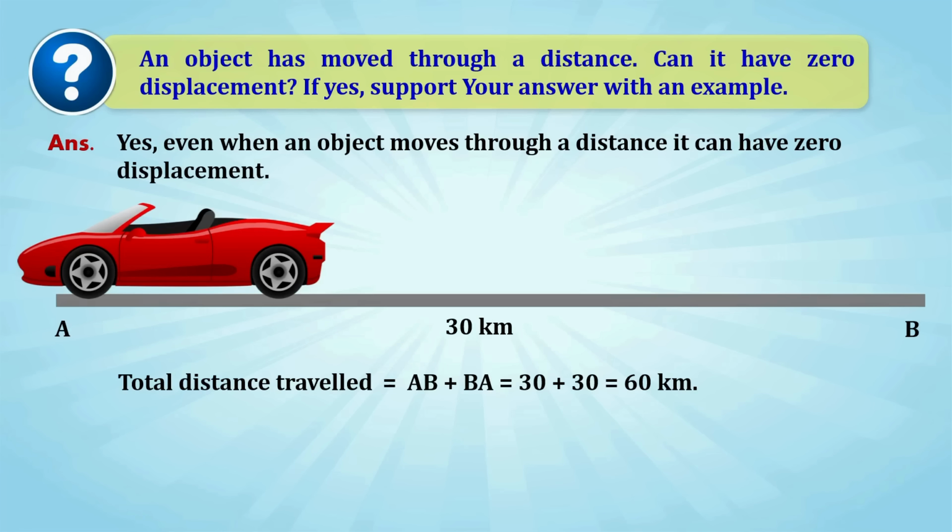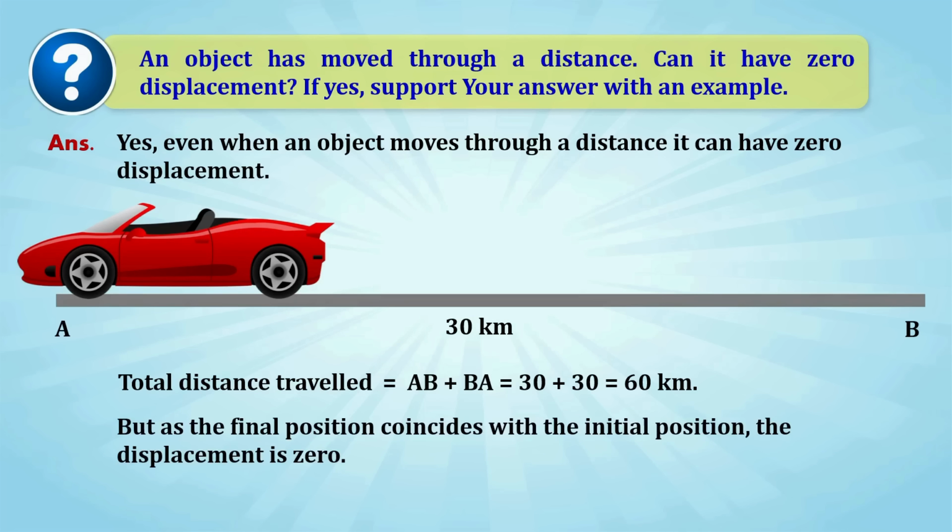In this case, the car starts at point A and finally comes back to the same point A. Since the initial position and final position coincide, the displacement is zero. So, this example clearly shows that an object may travel a non-zero distance, yet have zero displacement.